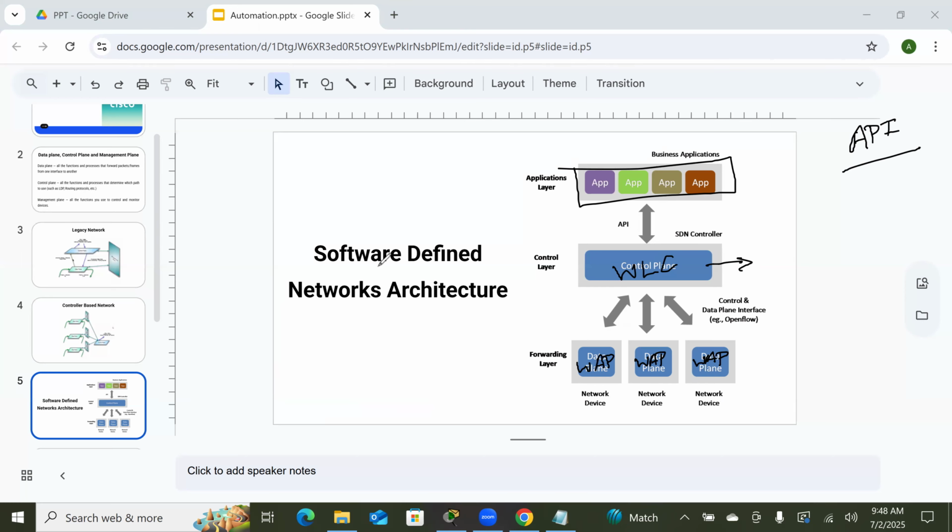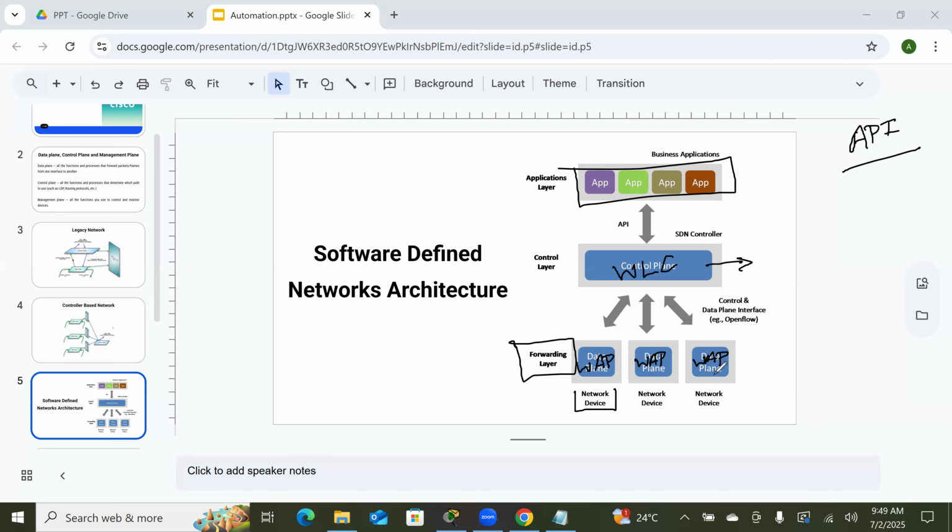What will happen in the software defined network architecture? We'll have a centralized controller. If you want to send any kind of policies or configuration, you just need to go to the centralized device and push them towards the end devices. End devices like what? Network devices, routers, switches, WAPs, firewalls. These kinds of devices will be connected in the forwarding layer.